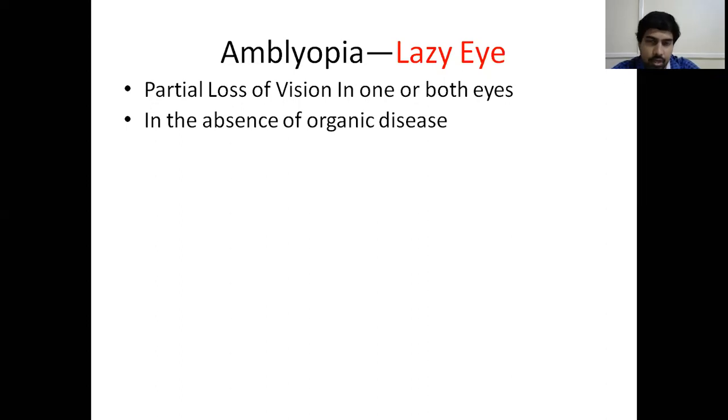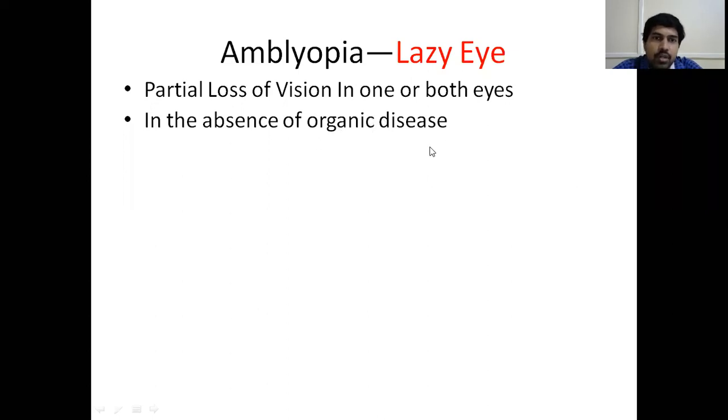The mechanism of amblyopia is not clearly understood, but it is thought to be because of some neurological problem in the nervous system, the brain or the occipital cortex. We don't know the exact reason. There is no organic disease. If you take an MRI brain, the brain will be normal, the optic nerve will be normal, the orbit will be normal, and the retina will be normal. Everything will be normal.